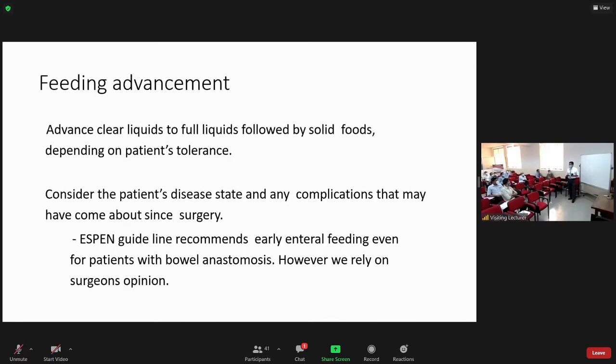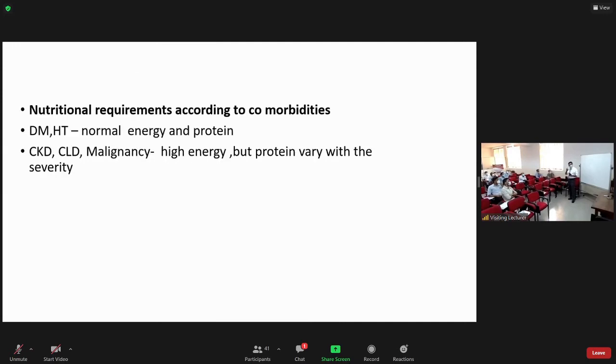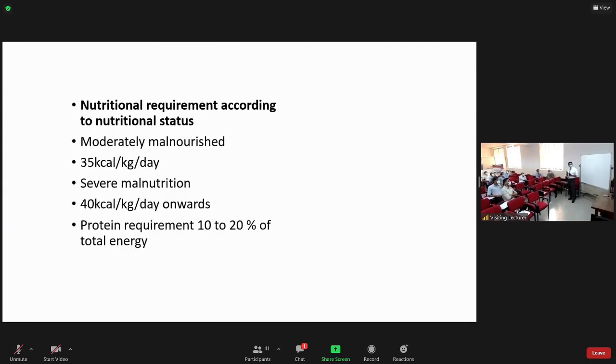Next slide, please. And just like before, there is say 10 to 20% of total energy from proteins. Yes. Does that mean that your proteins are expected to supply part of the energy requirement? When we are providing enteral nutrition, we consider it as a part of the energy source. But for parenteral nutrition, we don't consider it as a source of energy.